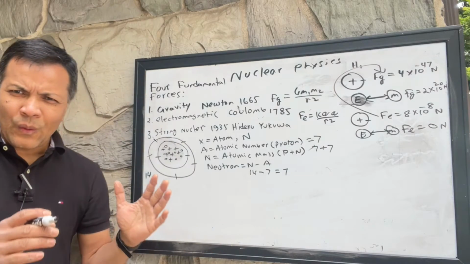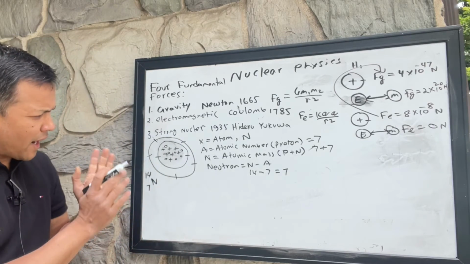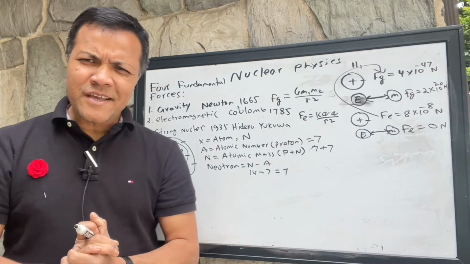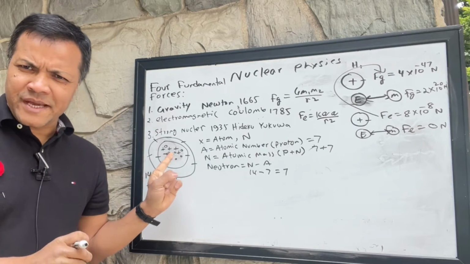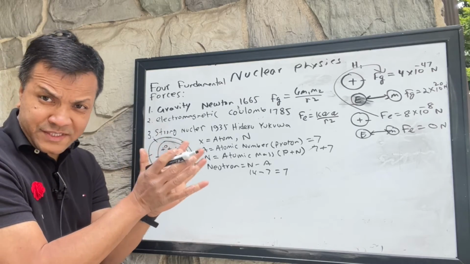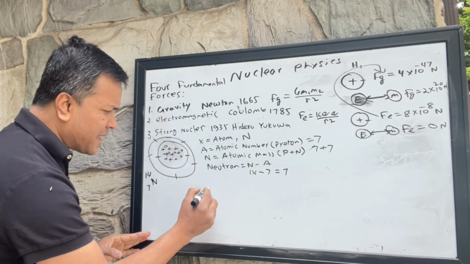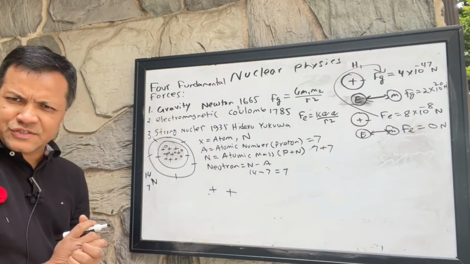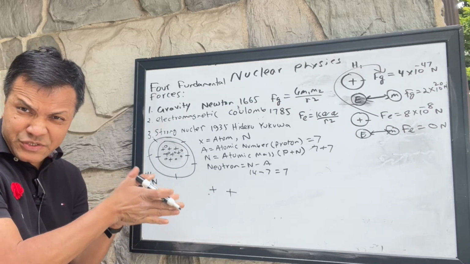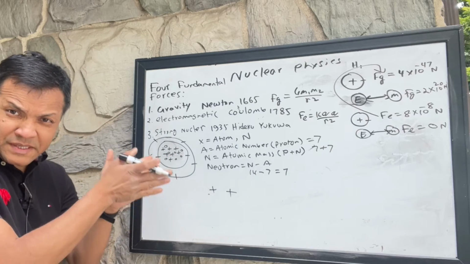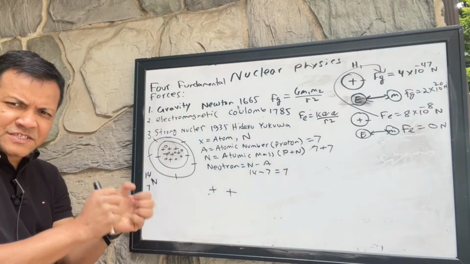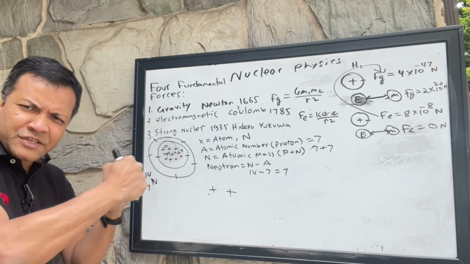So why is this nucleus stable? First, let me explain why I said that it should be unstable. It should be unstable because, as you see, there should be an electrostatic repulsive force between these two subatomic particles, between these two charges. Why is that? Because this is a like charge and this is a like charge. There should be a repulsive force between two like charges.